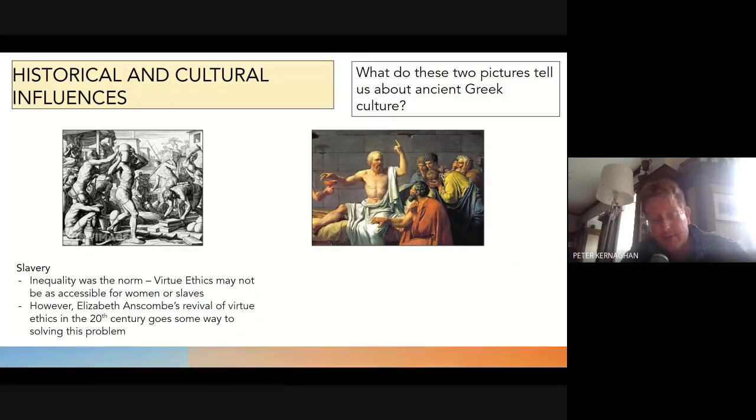Now, what we'll get to today is Elizabeth Anscombe, who is interested particularly in women and feminism and ethics, and her revival of virtue ethics, which goes some way to try and solve this critique of virtue ethics that it's elitist. Okay. What do these guys on the right look like they're doing? Anyone?